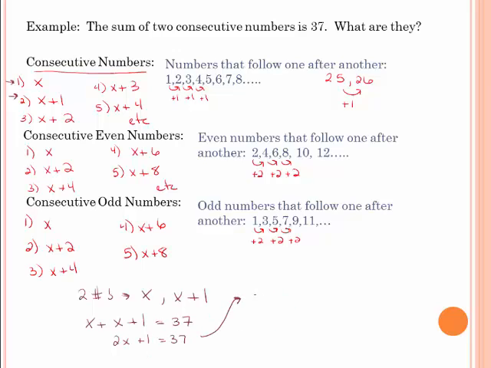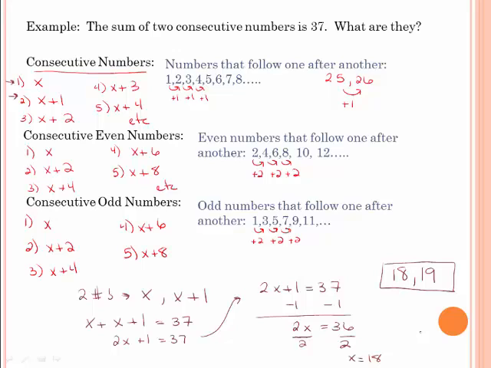Let me rewrite that over here. I take away 1 from both sides, and I get 2x is equal to 36. I divide by 2, and x is 18. So my consecutive numbers are 18 and 19, and I want to just check that. I'm going to add them together, and it does work out to be 37. So let's try another one.